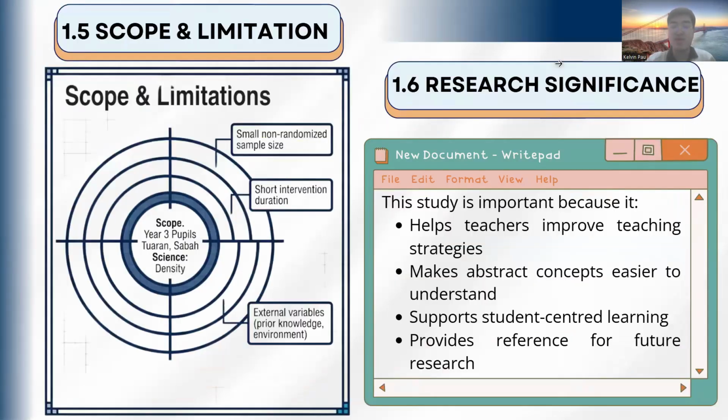Next, we'll move to the scope and limitations. This study focuses on Year 3 pupils in Sabah, and the topic is density. However, there are some limitations, including the small sample size, short duration of the study, and external factors such as pupils' prior knowledge and the learning environment. Therefore, the findings may not be generalized to all schools. And this study is important because it helps teachers to improve their teaching strategies, makes the abstract concept easier for pupils to understand, supports student-centered learning, and provides a useful reference for future research.